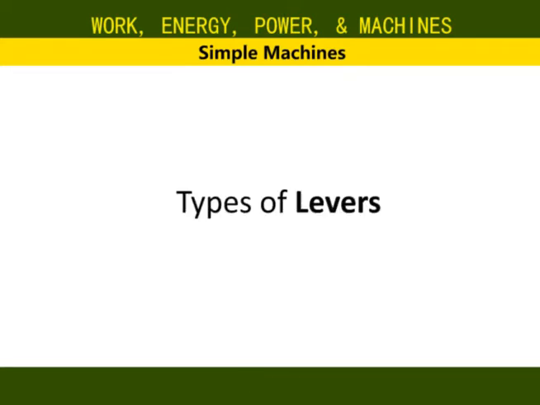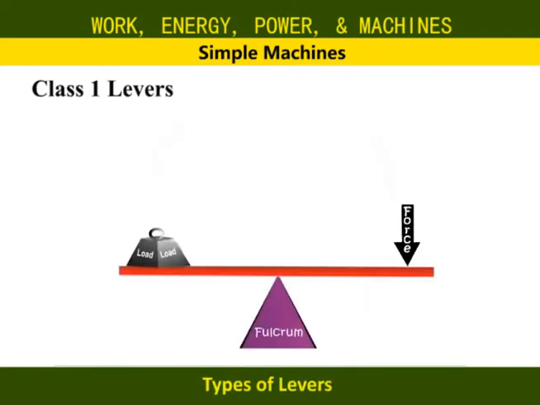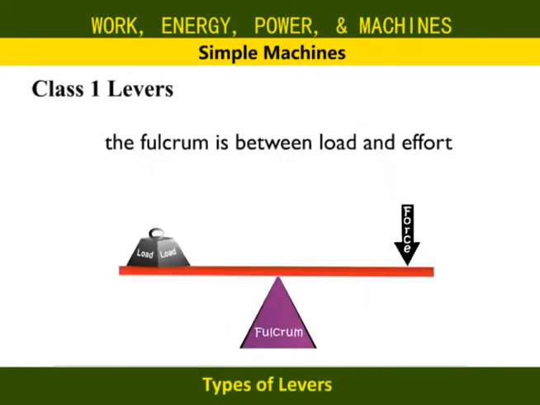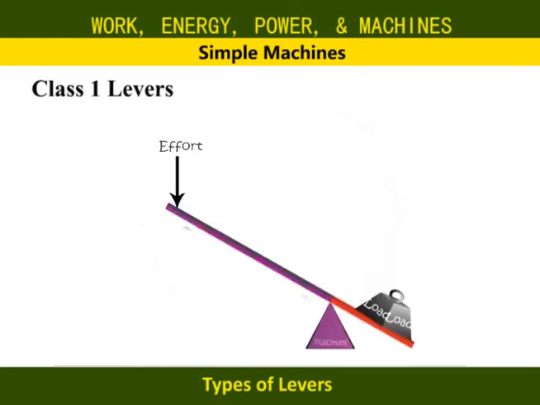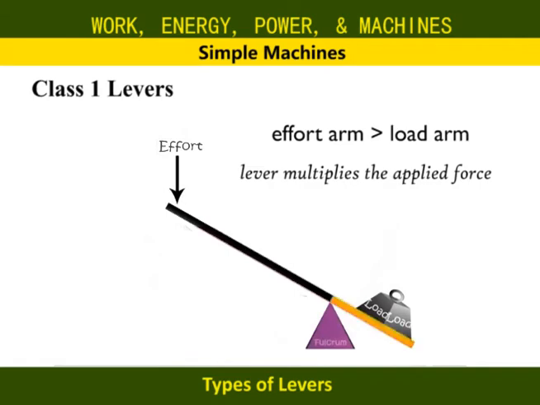Depending on the relative position of the effort, the load and the fulcrum, levers are divided into 3 classes. In first-class levers, the fulcrum is between the load and the effort. You can see that the effort arm is much longer than the load arm. This enables the lever to multiply the applied force to lift a larger load.